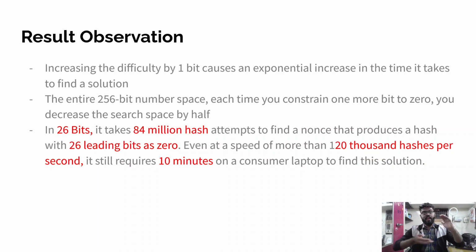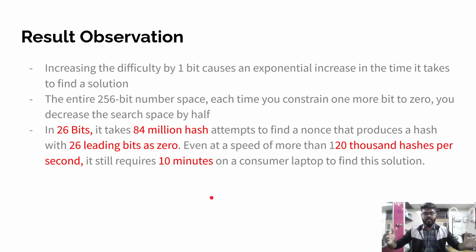So by this way, if we constrain more bits, we are reducing the search space by half, divided by 2, divided by 2, divided by 2, like that we are restricting the search space. In 26 bits, it took us 84 million hash attempts to produce a hash that has 26 leading bits as 0, with a speed of 120,000 hashes per second, and it takes us 10 minutes on a consumer grade laptop.